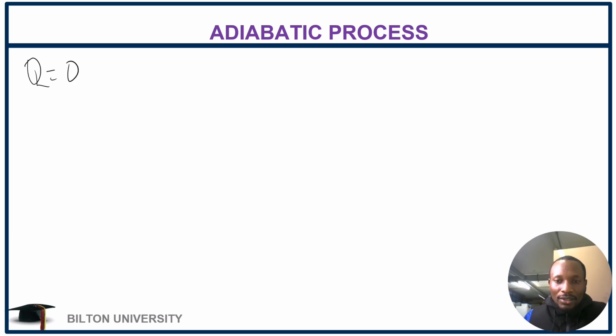If Q is equal to 0, you are asking yourself, how is work being done? Because for work to be done, we need Q to be present. So the work done in adiabatic process is because of the internal energy of the system. The internal energy of the system is the one responsible for the work done in adiabatic process.